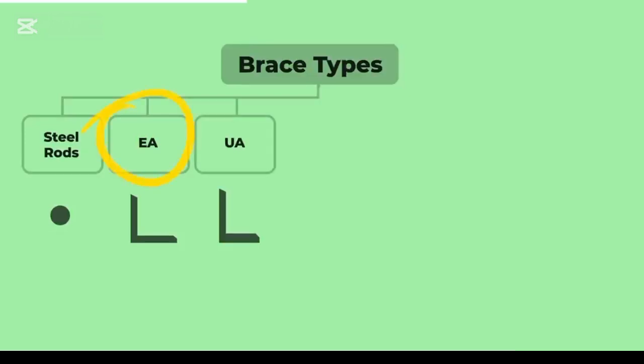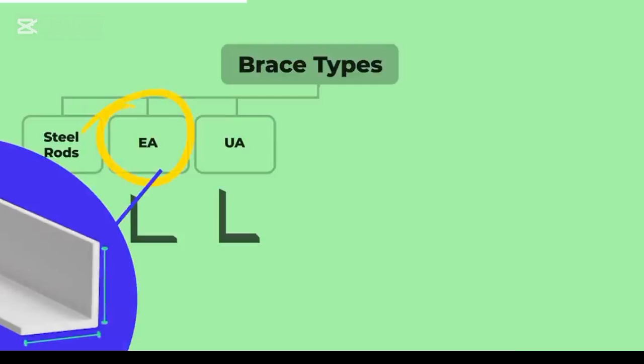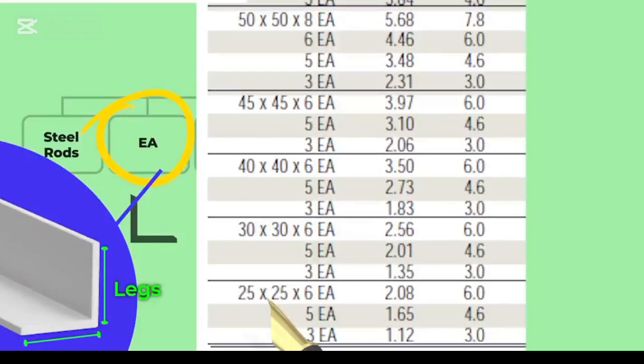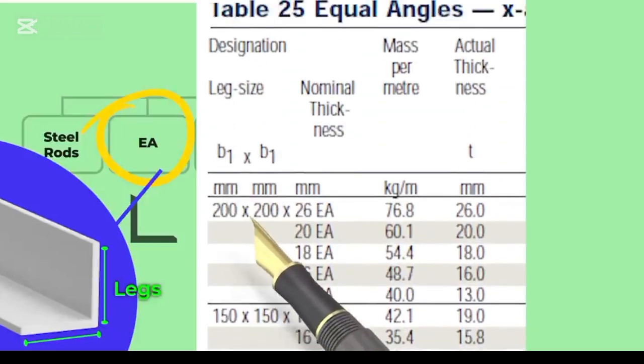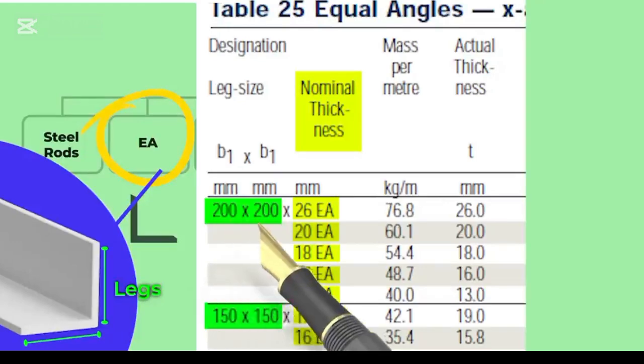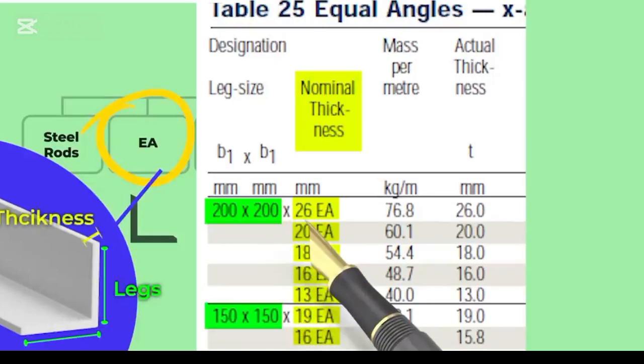Equal angles refer to an L-shaped section with two equal legs. Their leg size ranges from 25 millimeters to 200 millimeters. For each size, there are multiple types based on the plate thickness. As you can see, it is identified by three numbers, where the first two numbers refer to the leg size, and the third number indicates the section thickness.